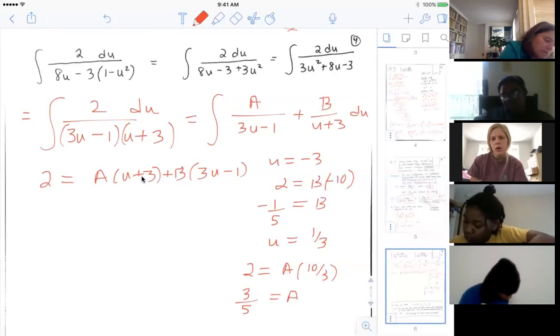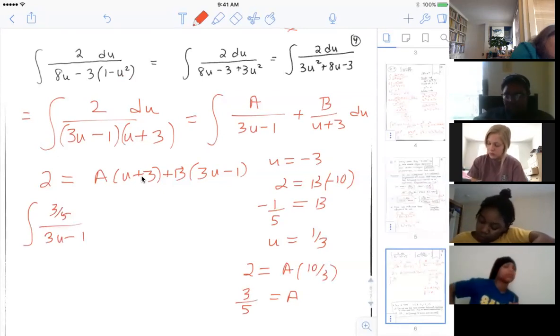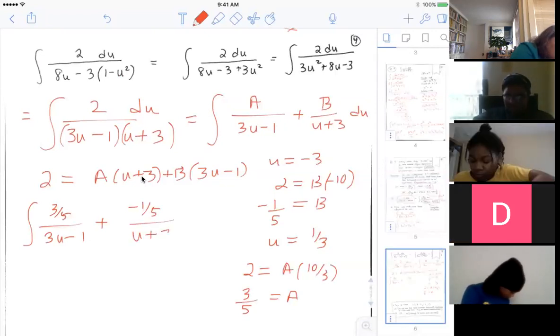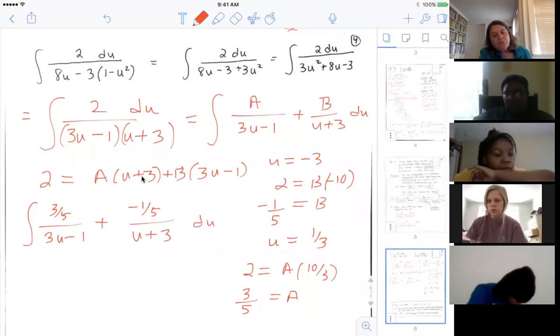A is 3/5. So here's the answer. My A was 3/5 over 3u minus 1. My B was minus 1/5 over u plus 3. How about that, guys? How are you going to integrate that? Can you tell me what they're going to be? They're pretty easy, actually. What are they going to be?